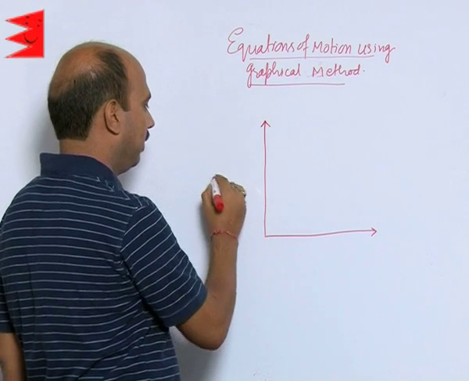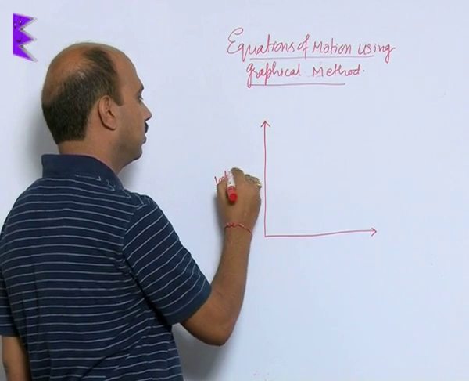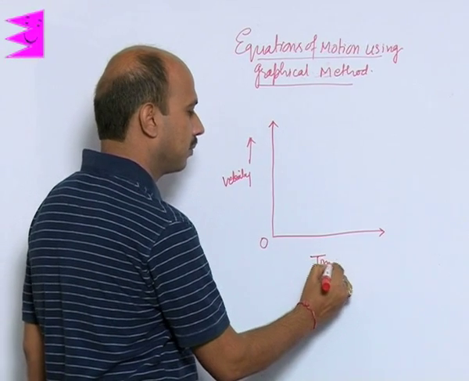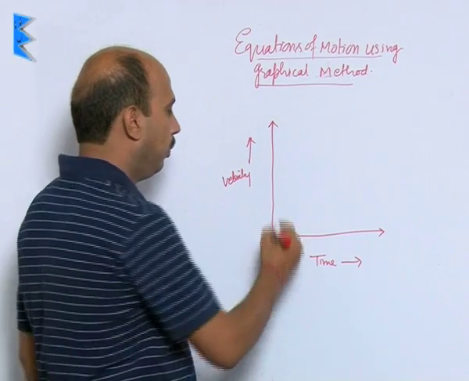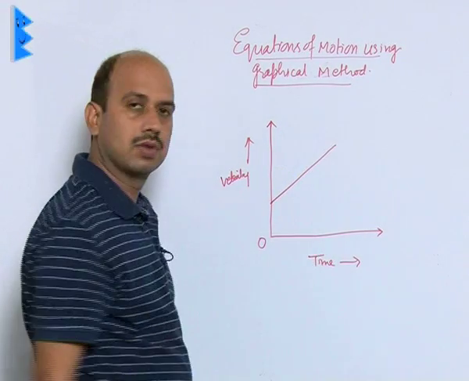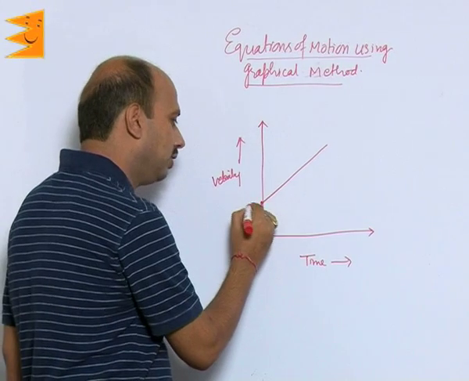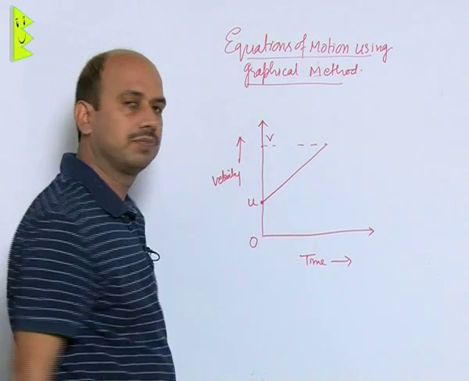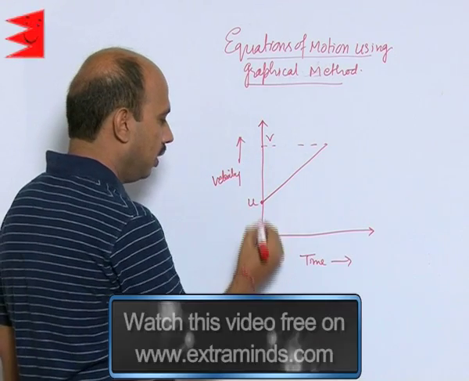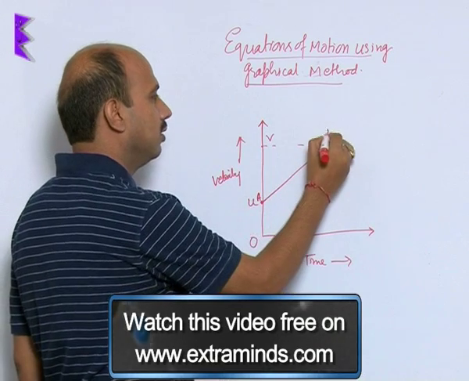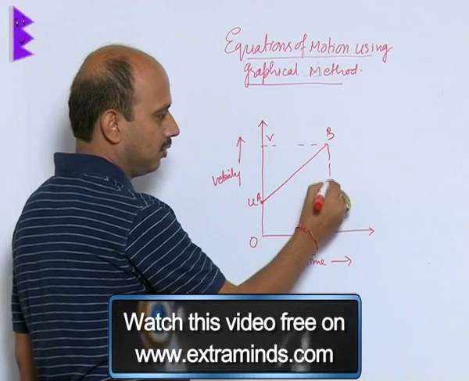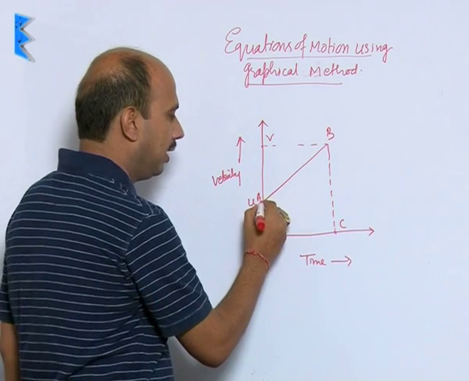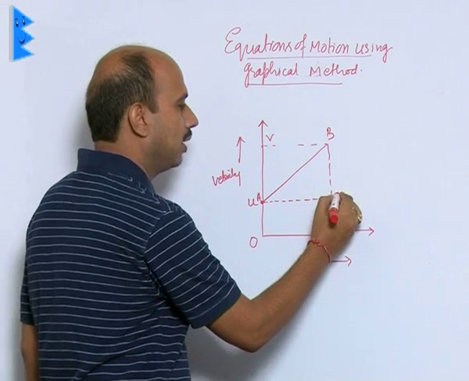Here I have taken velocity on this axis. Here this is O, and we take time on this axis. Suppose the graph is like this. This is the initial velocity u, and this is the final velocity v. Now we can name this A, this is B, and we draw a perpendicular here. This point can be called C. Now I can draw one line over here, this can be called D.